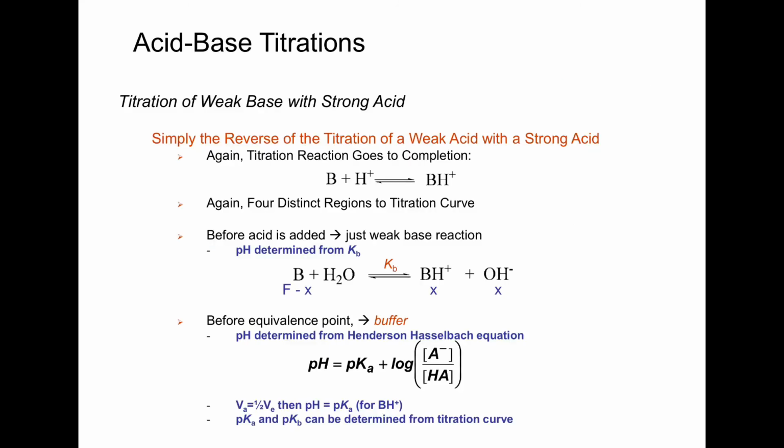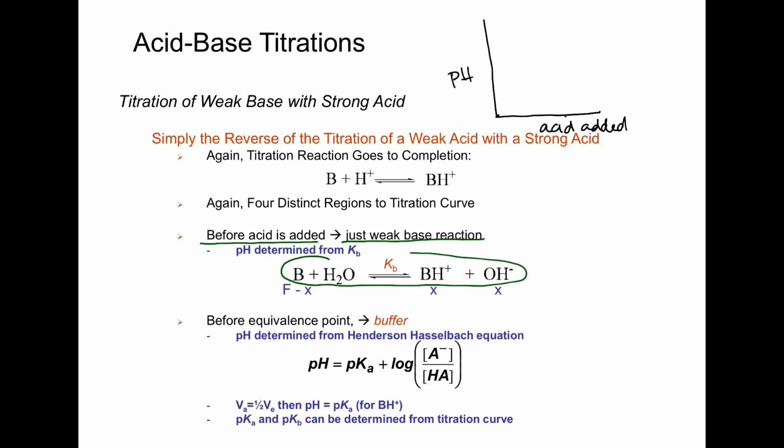I also wanted to talk about a weak base with a strong acid. I'm not going to do a calculation here because the calculations are very similar to the calculation we just did with a weak acid and a strong base. But there are the exact same points along a weak base, strong acid titration curve. The first point is before the acid is added, and there's just a weak base reaction. So that weak base reaction is the base reacting with the water in the titration flask. It's governed by the Kb of that weak base.